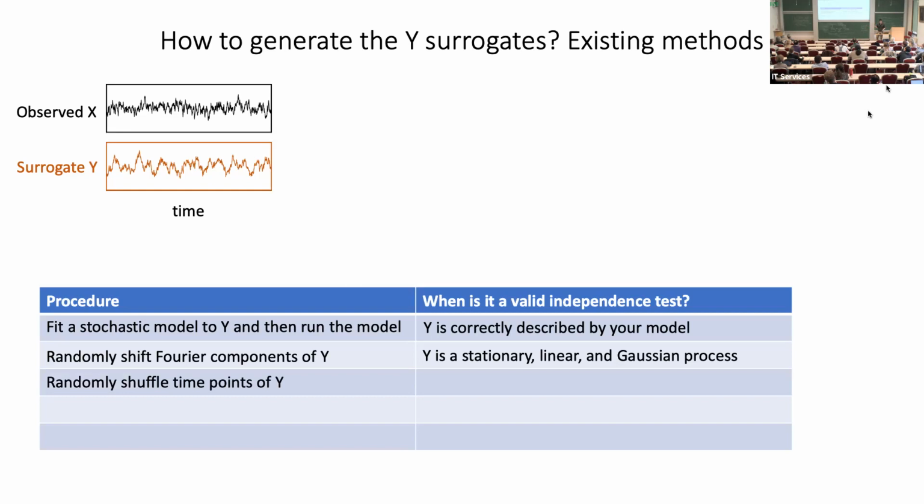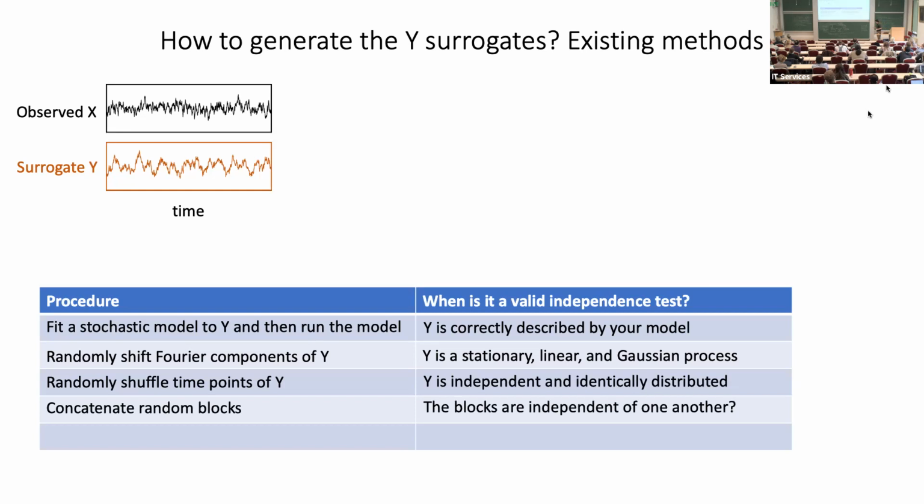You can randomly shuffle the time points, and this is valid when y is not really a time series, but it's actually IID. Please don't do this. This happens way more often than it should, so please let your friends know. Don't do this one, please. But it's unfortunately very common. You can try concatenating random blocks of y, and it's not really clear. This is kind of a heuristic, but maybe it would be valid if the blocks are independent.